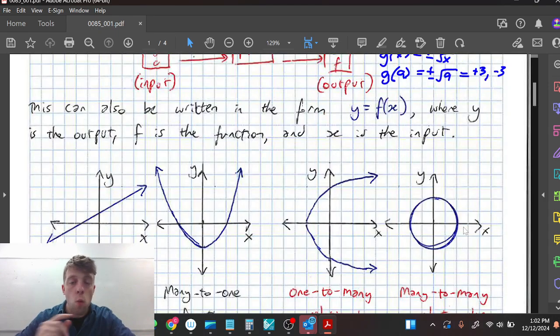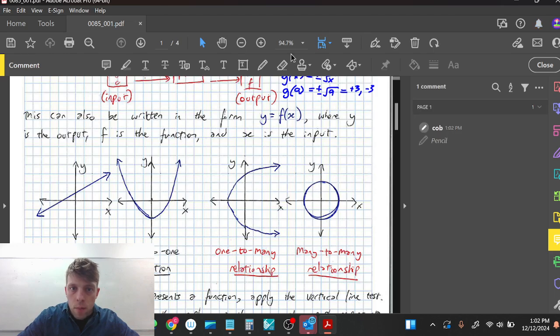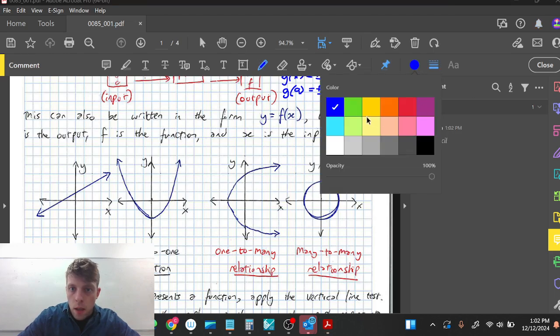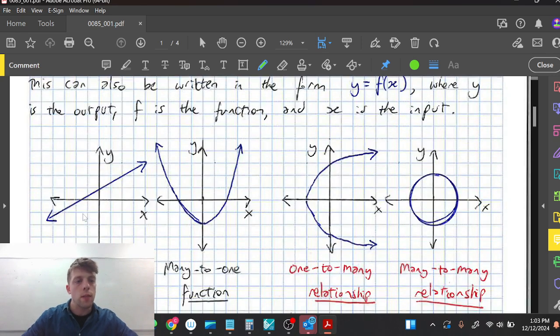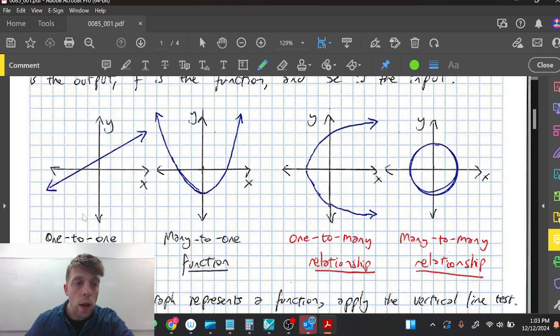Here's a little way of identifying whether or not something is a function. Let's have a look at this real quick. Just changing the color up here. Let's suppose we look at these graphs here. This graph over here is called a one-to-one type function because if I put in an input, let's say this x value here, let's call that x1, I'm going to get out a unique y value, this one right here. Let's call that y1.